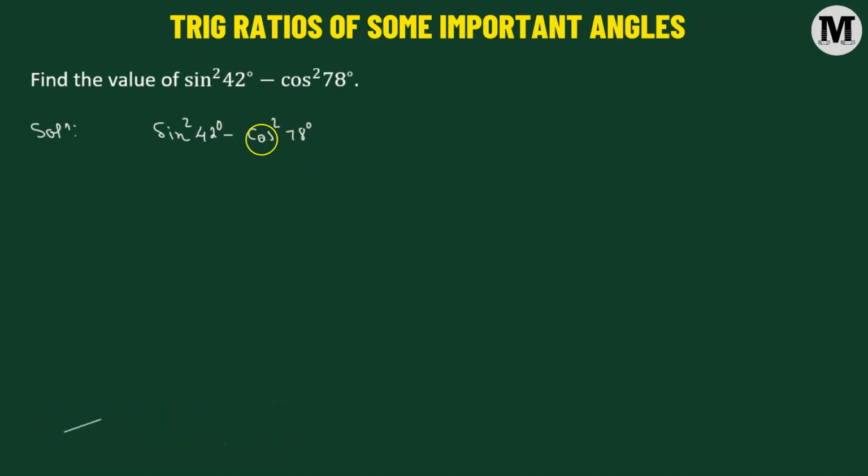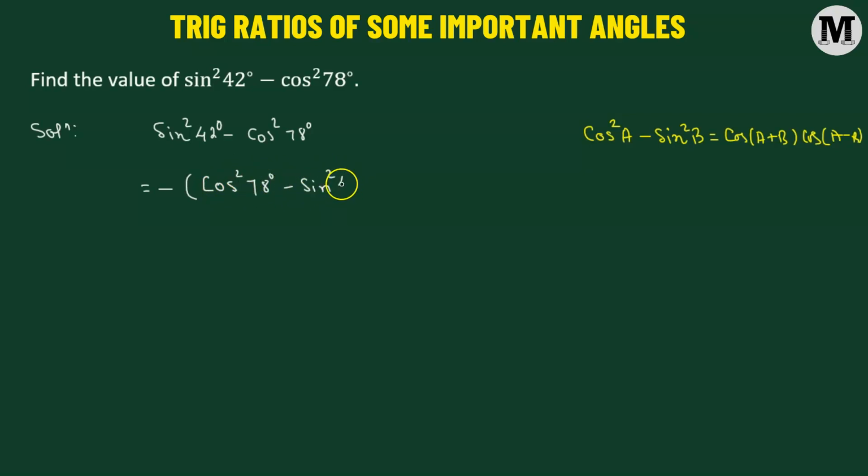So in order to solve this problem, we will consider the formula. If we have, let's say, cosine squared of angle A minus sine squared of angle B, this equals the product of cosine of angle A plus B and cosine of angle A minus B. So we'll use this particular formula, but in our case we have sine squared first followed by cosine squared. So we'll take negative as the common factor. So negative will be multiplied to cosine squared 78 degrees minus sine squared 42 degrees.